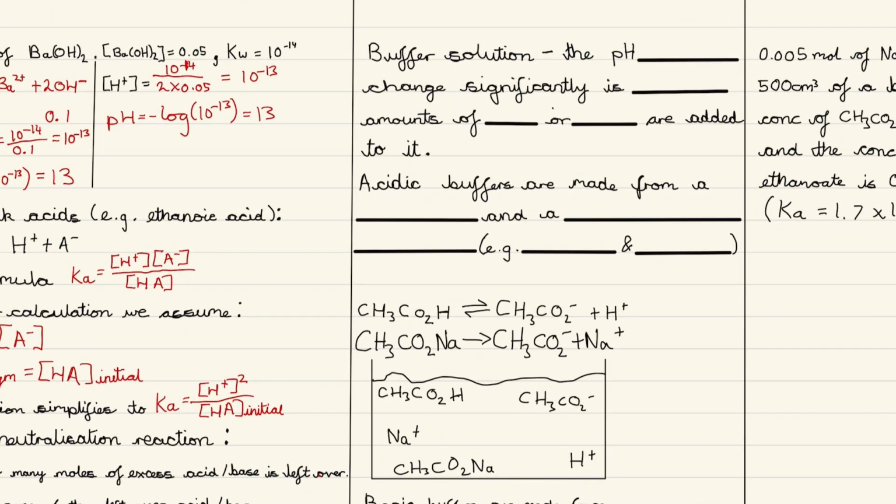Now a buffer solution is a solution where the pH does not change significantly if small amounts of acid or alkali are added to it. Acidic buffers are made from a weak acid and a salt of that weak acid. For example, ethanoic acid and sodium ethanoate.